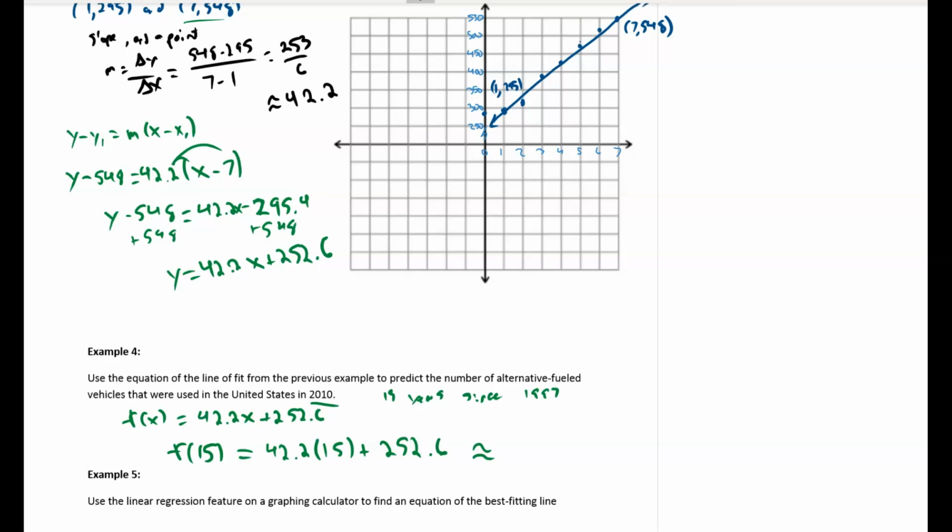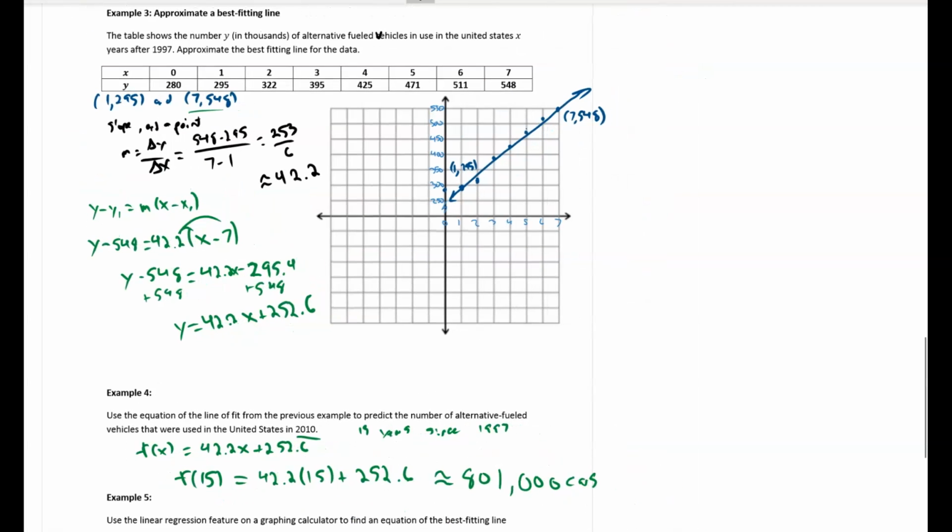You get about 801,000. Remember, this is in terms of thousands, so I'm just going to write that: 801,000 cars that were alternatively fueled. Now, that's how you would do it algebraically.